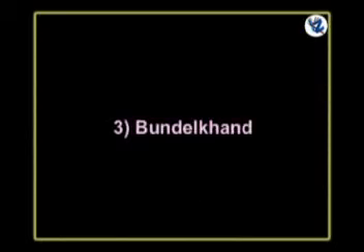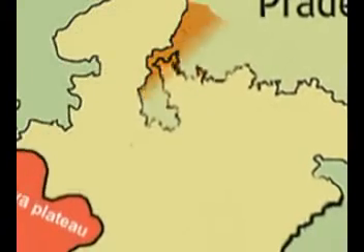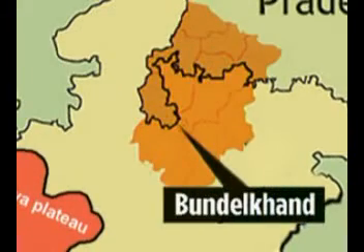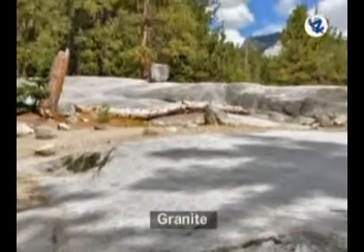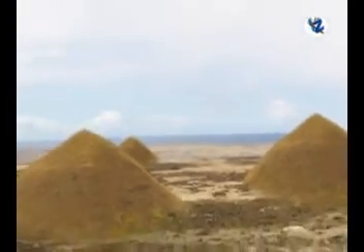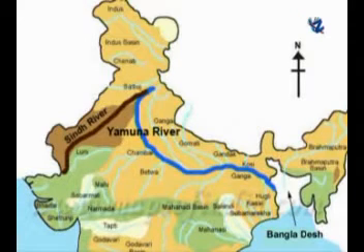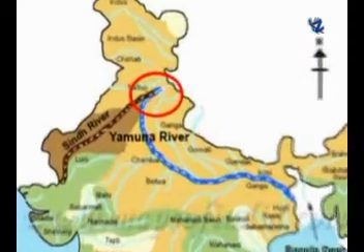Then 3. Bundelkhand. The region lying to the northeast of the Malwa Plateau is known as Bundelkhand. The rocks found in this area are mostly granite. It is described as smooth, undulating terrain with a few isolated hills. Sindh is the major river that flows towards the north and merges into the river Yamuna.